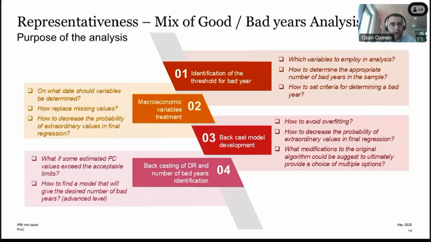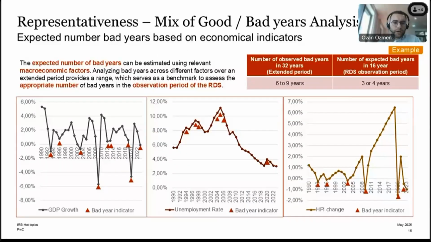It depends on the country, for example, on the portfolio type and the exposure type. And with this extrapolation, we define a threshold, and eventually within our RDS, we define which years are bad years, which years are good years, and whether they are at the expected level. So in the next slide, I will dive a little deeper to show you the concept.